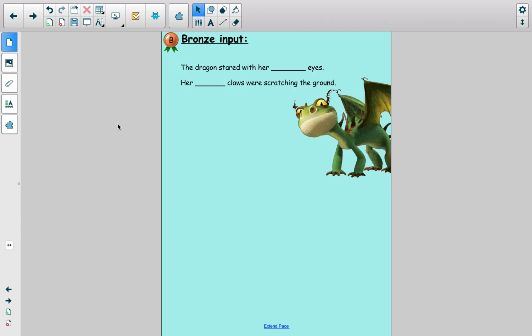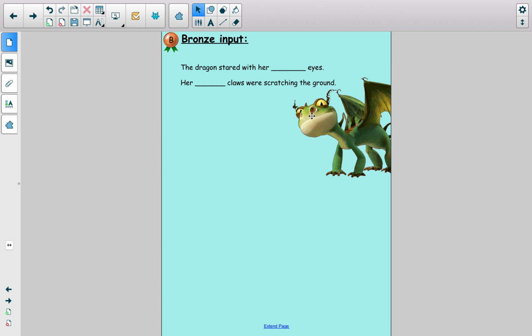For Bronze task today, you will have to write out the sentences provided on the following slide and choose adjectives to fill in the blanks to help describe the character. If you were given this sentence here, what adjectives could you use to help describe the dragon's eyes? You could say that the dragon stared with her beady yellow eyes. These adjectives have helped the reader understand what the dragon's eyes look like.